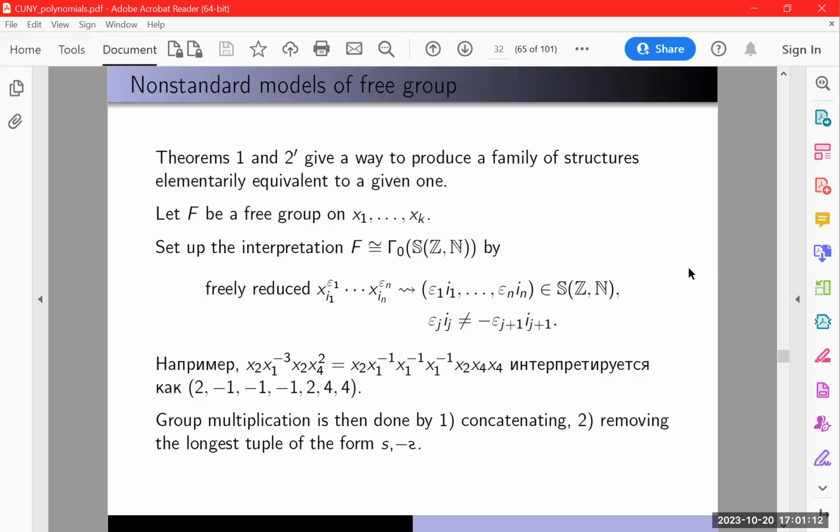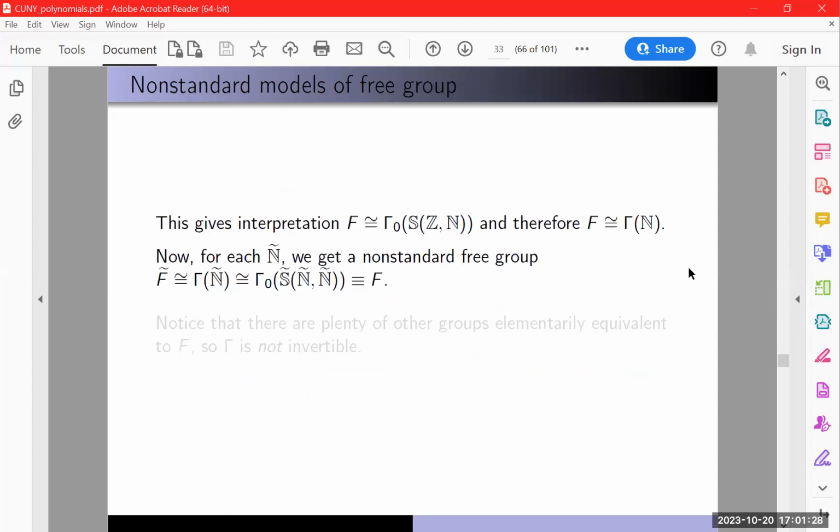So 2 for x2, then minus 1 for x1 inverse, minus 1 for x1 inverse, and so on. So that's the interpretation of elements. Now we need to interpret the operations. To do group multiplication in terms of these tuples, of course, you just concatenate, and then excise the biggest tuple that cancels out. This way we get an interpretation of the free group in the least superstructure of Z, and therefore ultimately an interpretation in N. And when we take this interpretation gamma and use any other N tilde with the same formulas, we get some sort of group, and we'll call it the non-standard free group.